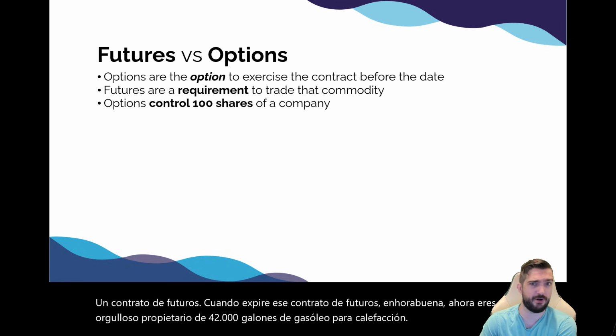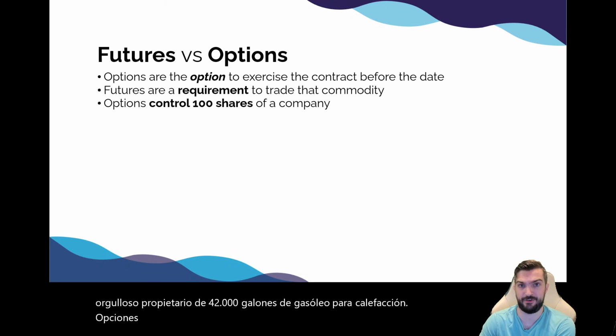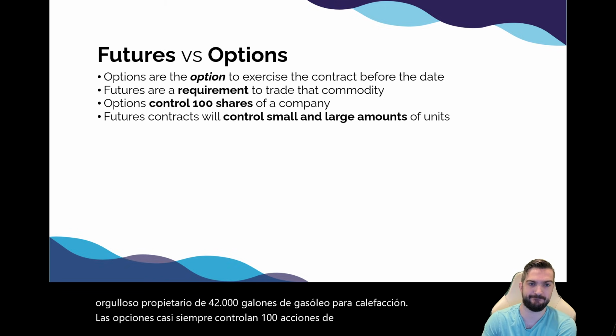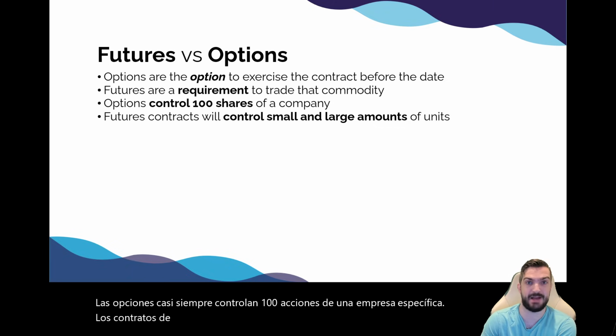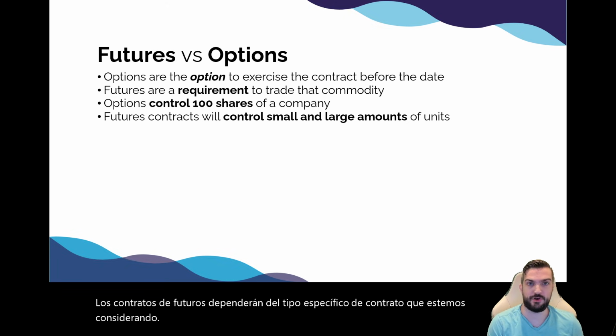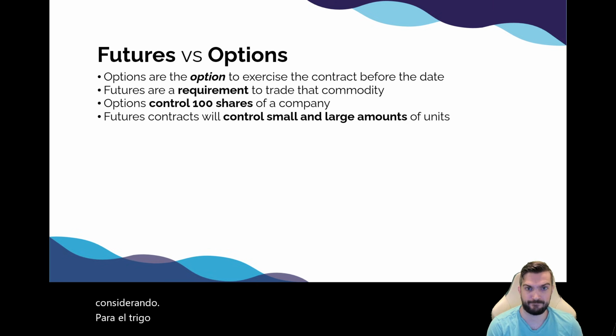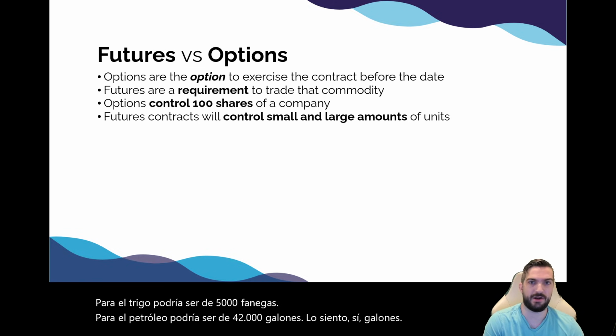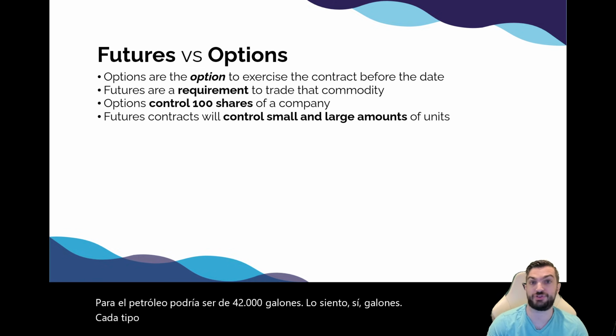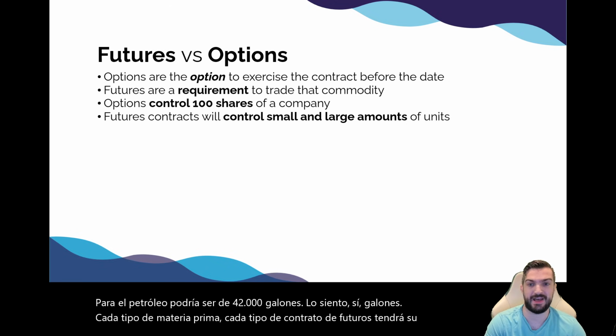Options almost always control 100 shares of a specific company. Futures contracts will depend on the specific type of contract we're looking at. For wheat, it could be 5,000 bushels. For oil, it could be 42,000 gallons. Each type of commodity, each type of futures contract will have its own set amount of units that it controls.